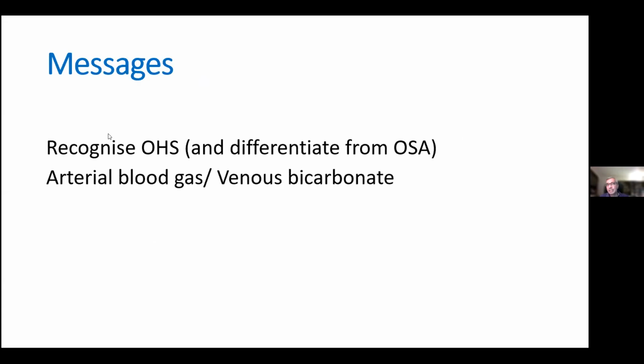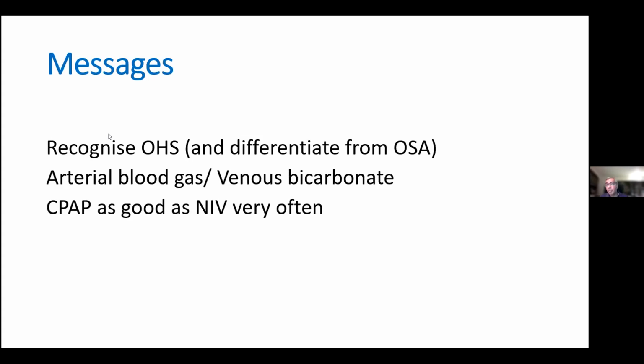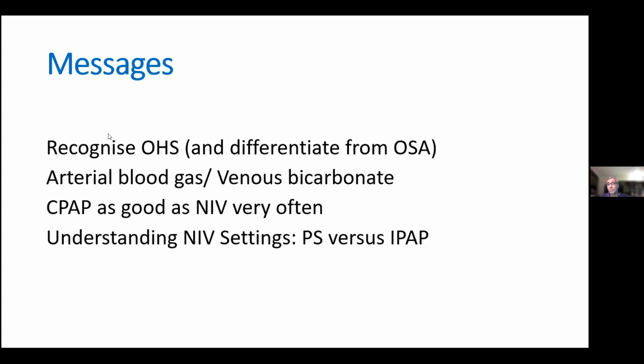Arterial blood gas, if you have the luxury of getting it done easily at your institute, or a venous bicarbonate, for those of you who don't want to prick your patients too often. CPAP, remember, is as good as NIV in most patients with obesity hypoventilation syndrome. Understand the NIV settings from the article I mentioned to you, especially the difference between pressure support versus IPAP. And finally, manage OHS very well, perioperatively as well.